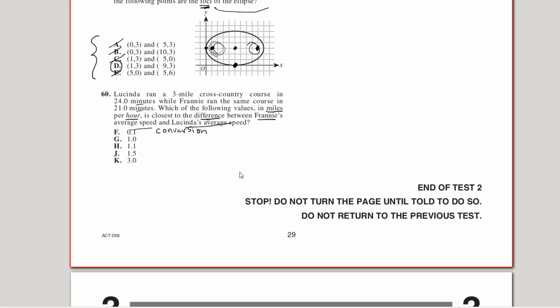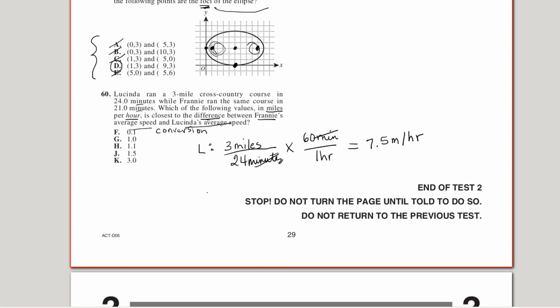So it seems like we did another problem previously with speed, and remember, speed is distance over time. And let's first look at Lucinda's. Both of them ran 3 miles, but Lucinda went in 24 minutes. And we need, this is in miles per minute, we need to be in miles per hour. So we know there are 60 minutes in 1 hour, and we can do this conversion. We'll do the calculation for Lucinda, and she is at 7.5 miles per hour.